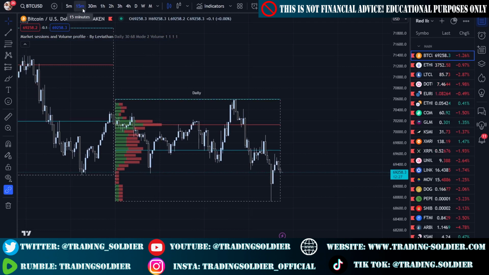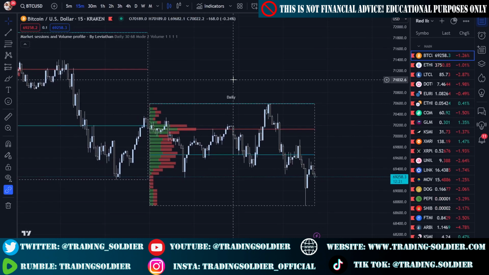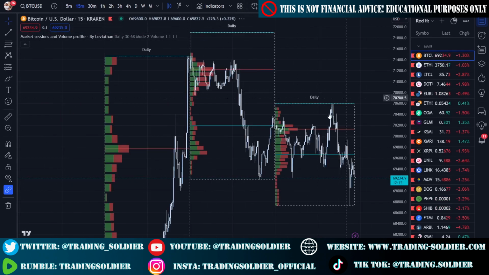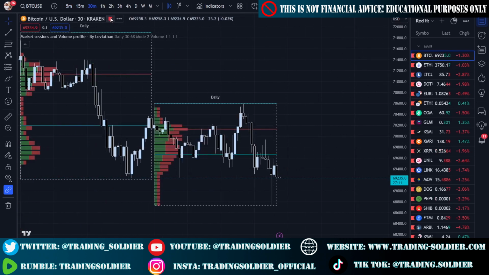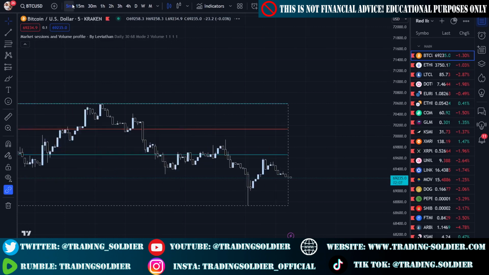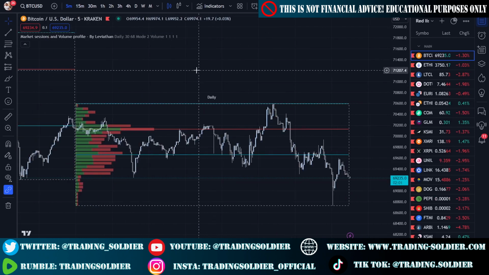I forgot to mention it in the beginning of the video, but this indicator has its most accuracy and its most usability in the 5-minute time frame, okay, and in the 15-minute time frame. You can also use it in the 30-minute time frame, but I advise using it in the 15-minute or the 5-minute time frame. For the sake of this video, we can switch between 5 minutes and 15 minutes.